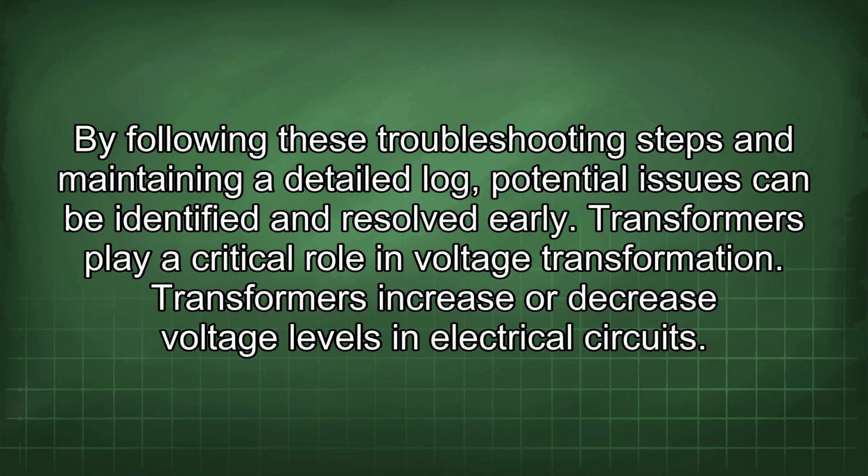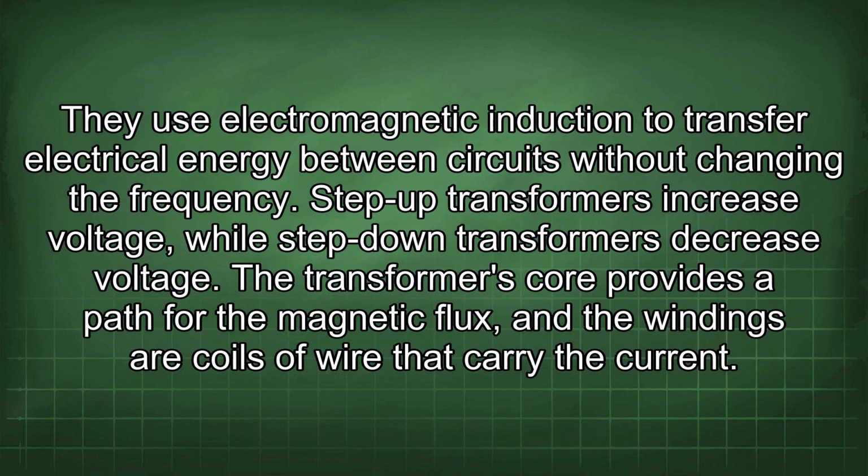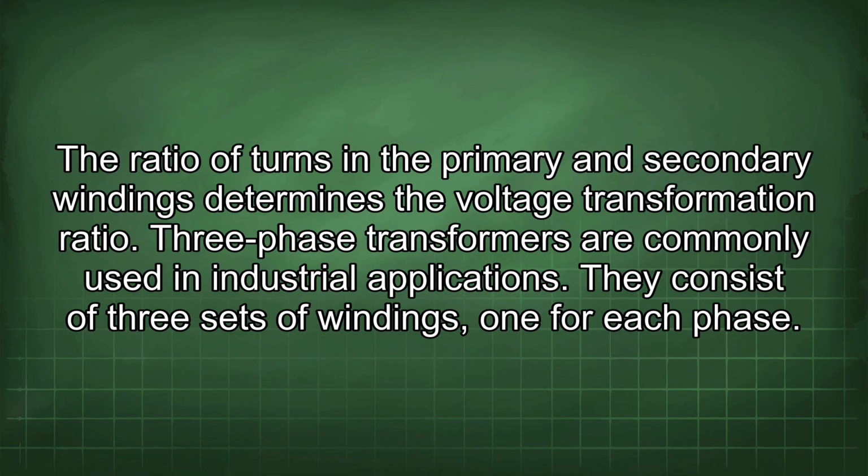Transformers increase or decrease voltage levels in electrical circuits. They use electromagnetic induction to transfer electrical energy between circuits without changing the frequency. Step-up transformers increase voltage, while step-down transformers decrease voltage. The transformer's core provides a path for the magnetic flux, and the windings are coils of wire that carry the current. The ratio of turns in the primary and secondary windings determines the voltage transformation ratio.